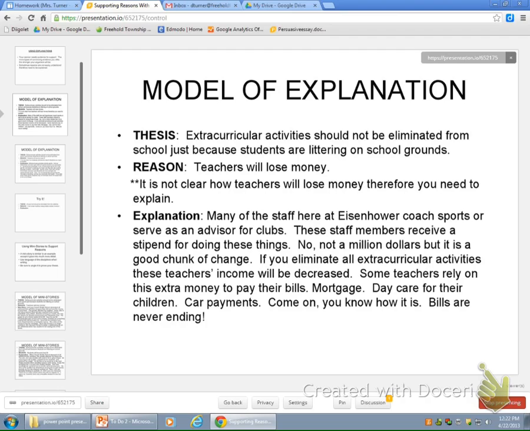So then you'd have to give an explanation. If you look at this explanation, it says, many of the staff here at Eisenhower coach sports or serve as an advisor for clubs. These staff members receive a stipend for doing these things. No, not $1 million, but it is a good chunk of change. If you eliminate all extracurricular activities, these teachers' income will be decreased. Some teachers rely on this extra money to pay their bills, mortgage, daycare for their children, car payments. Come on, you know how it is. Bills are never ending. So I explained it.